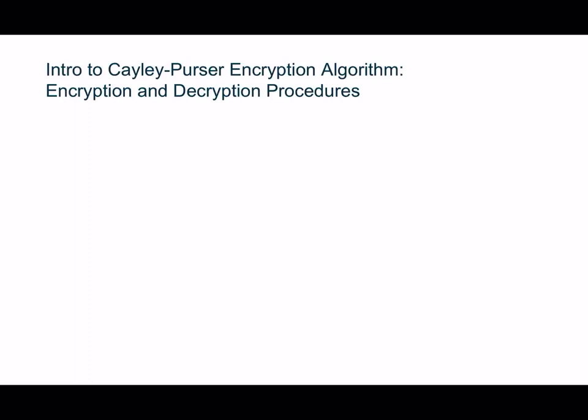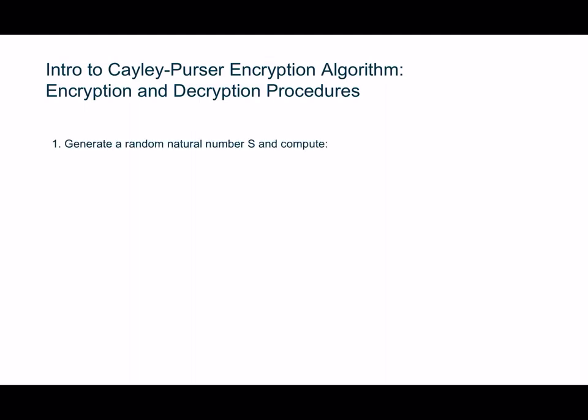This is part 3 of a 3-part series on the Cayley-Purser encryption algorithm, encryption and decryption procedures. When we last left off, Bob had finished generating the public key consisting of the values of n, alpha, beta, and gamma, and the private key consisting of the value of chi. He had published the public key for Alice to use to encrypt a secret message of her choosing to send to Bob. We now turn to Alice to see how she encrypts her secret message using nothing more than the values of n, alpha, beta, and gamma.